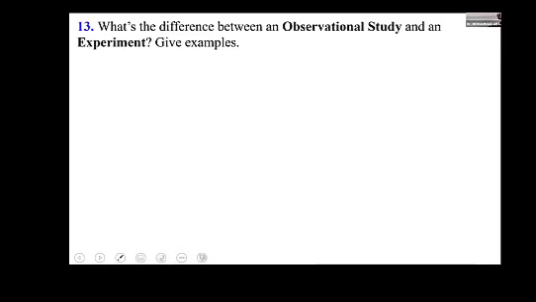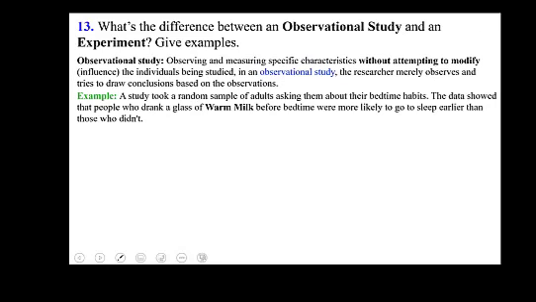What's the difference between an observational study and an experiment? Observational study: observing and measuring specific characteristics without attempting to modify or influence the individuals being studied. In an observational study, the researcher merely observes and tries to draw conclusions based on the observations. Example: a study took a random sample of adults, asking them about their bedtime habits. The data showed that people who drank a glass of warm milk before bedtime were more likely to go to sleep earlier than those who didn't.